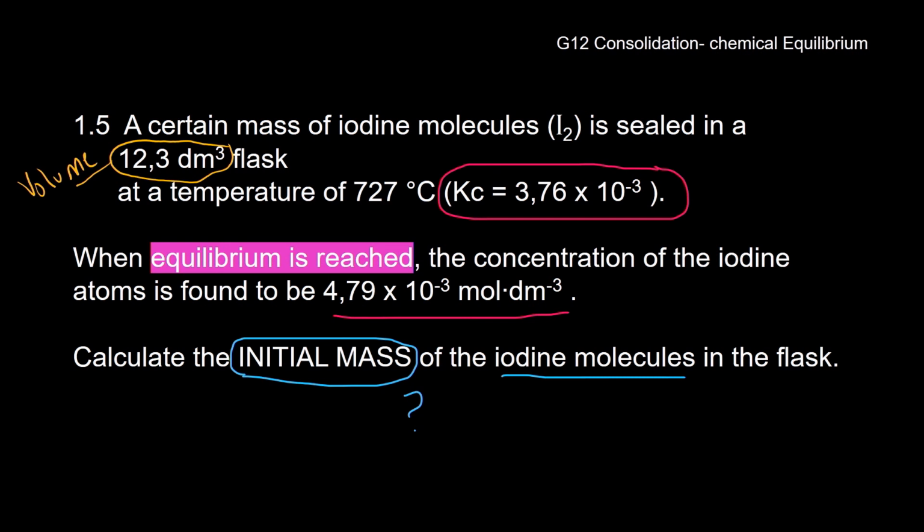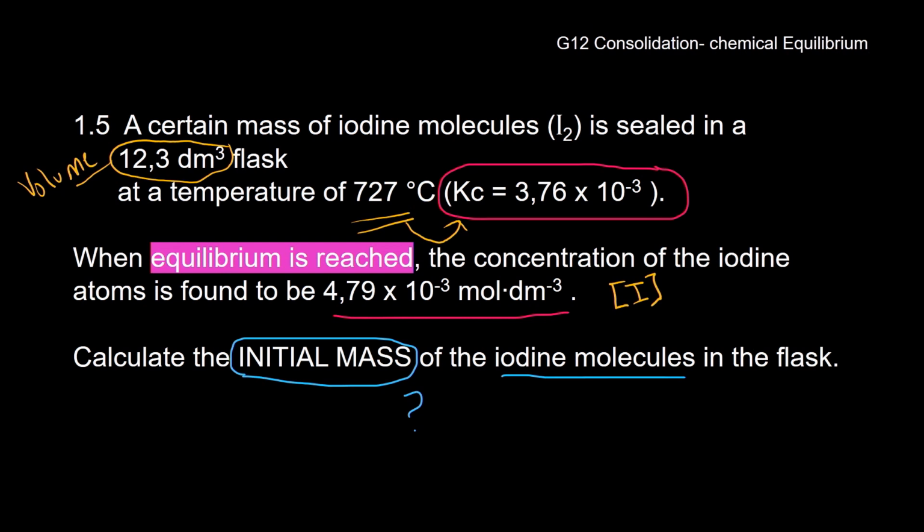At a temperature of 727 degrees Celsius, and at that temperature, they give us the equilibrium constant, 3,76 times 10 to the minus 3. When equilibrium is reached, the concentration of the iodine atoms is found to be 4,79 times 10 to the minus 3 mole per decimeter cubed. So that is the concentration of the iodine atoms.